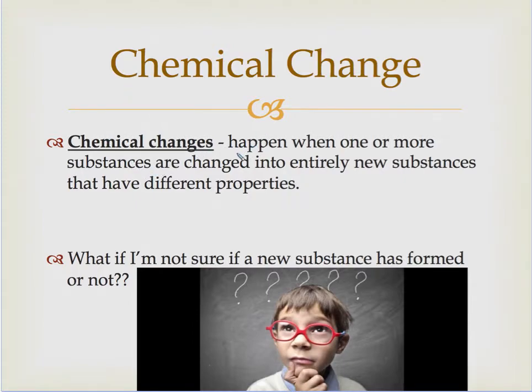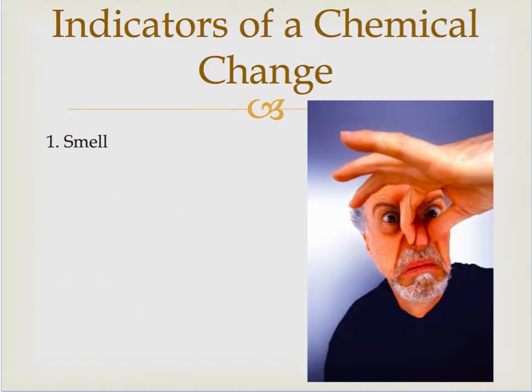Chemical changes happen when one or more substances are changed into entirely new substances that have different properties. But then what if I don't know if a new substance is formed? What if they both look the same? What if they're both white? How do I know if something's new? Okay, let's find out.